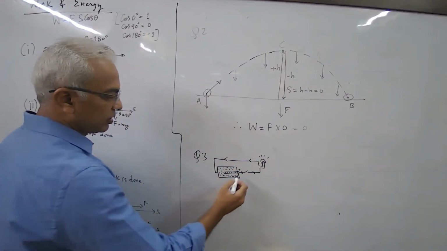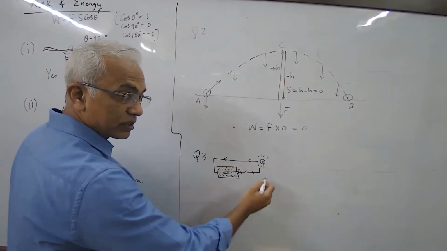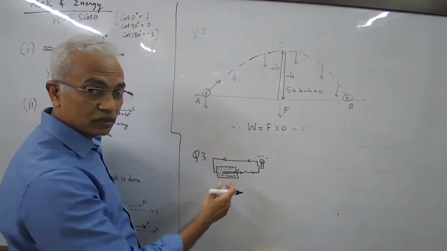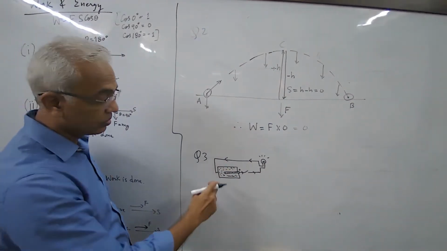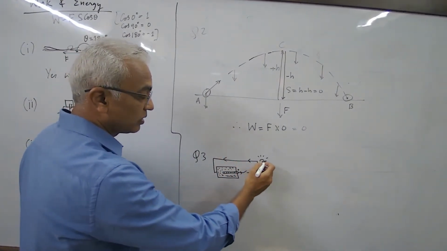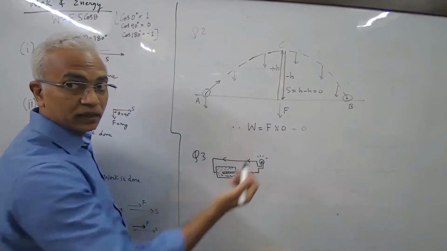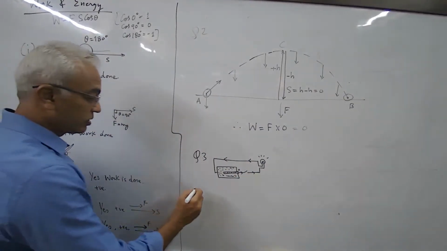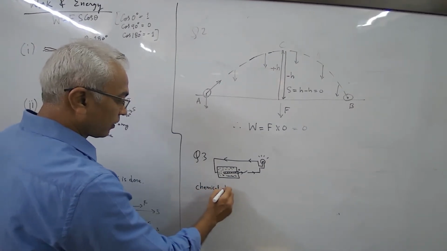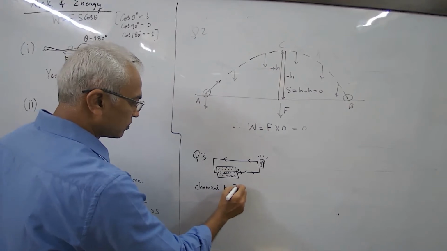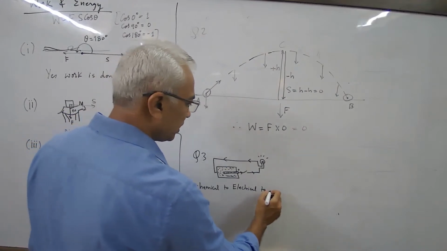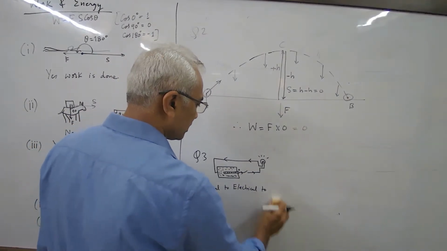So when the current is flowing, it is electrical energy. How is this electrical energy coming? Due to the chemical energy taking place in the cell. So chemical energy is converted into electrical energy, then it is converted into light and heat. So what is the energy conversion? First it is chemical energy to electrical to heat and light.